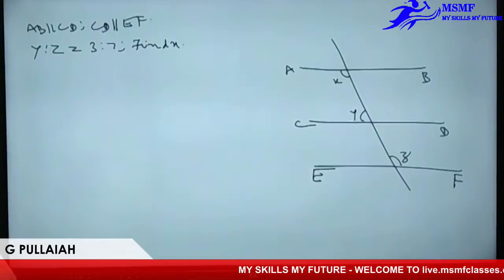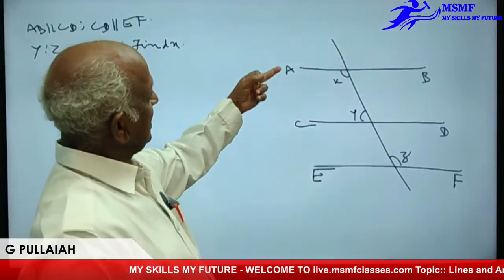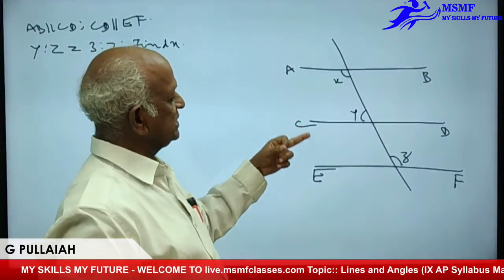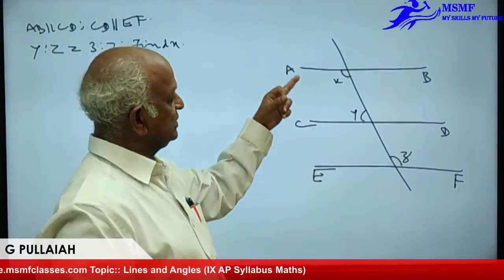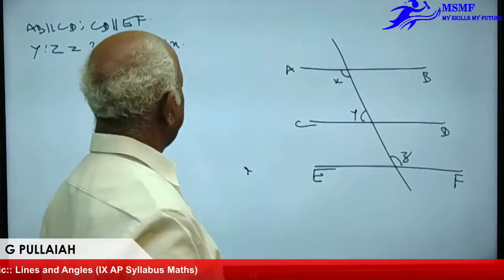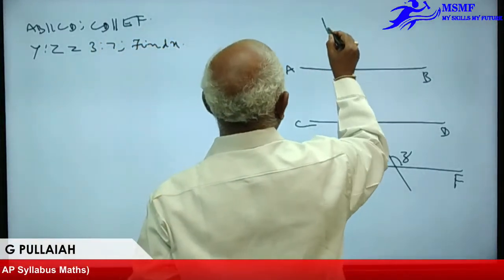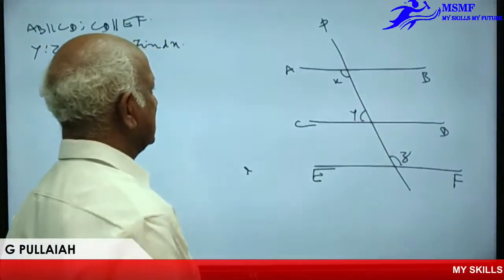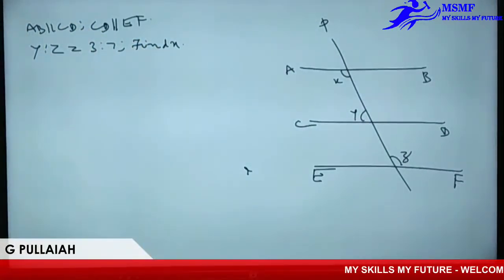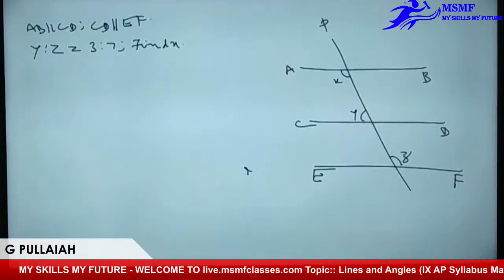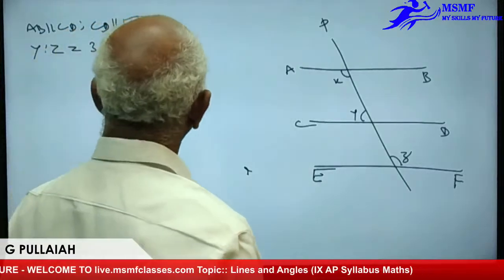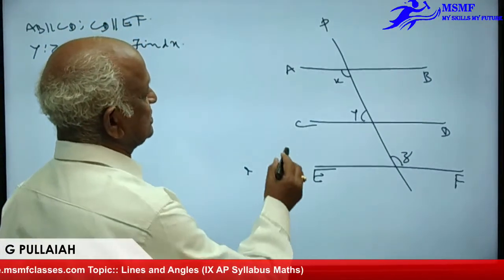So observe very carefully here. Here it is given that AB is parallel to CD and CD is parallel to EF. Understand? So in this case, P is the transversal. Find the value of x here. And also given that y is to z is equal to 3 is to 7.